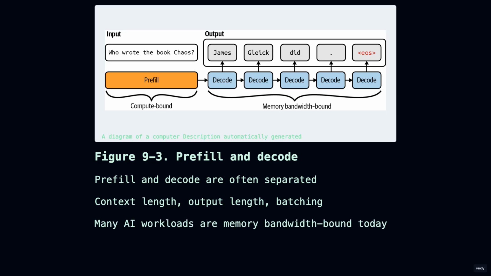Today, many AI workloads end up limited by memory bandwidth because transformers are so dominant and accelerator memory systems still have limits. Over time, better hardware and software should shift more of these workloads toward compute-bound behavior.